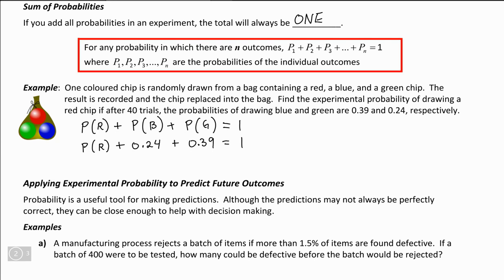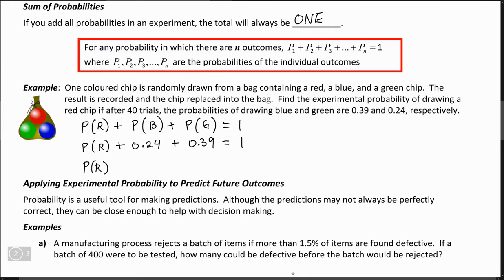You can't go over 100%. There's no way you can say there's a 224% chance of getting a red, green, or blue ball. No, it adds up to 100%. Okay, so the probability of getting a red ball is equal to 1 minus 0.24 minus 0.39. Okay, and the result for that is 0.37. Okay, or 37% chance.